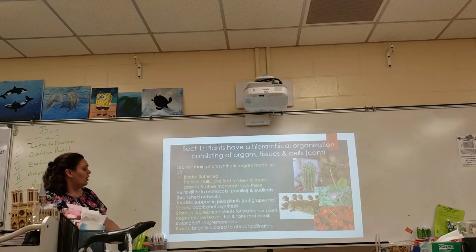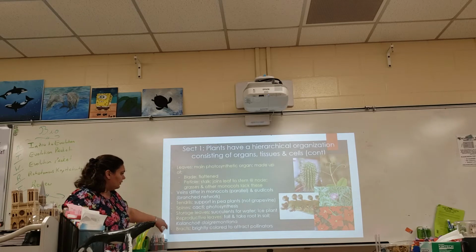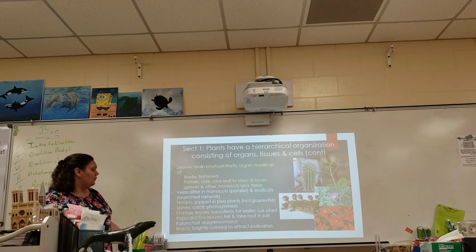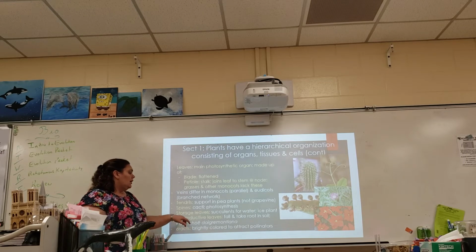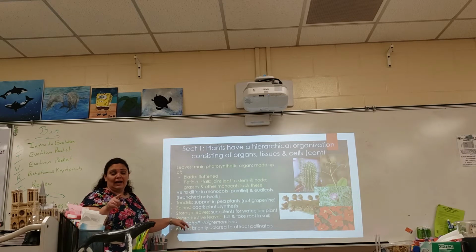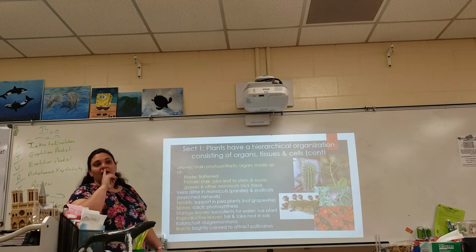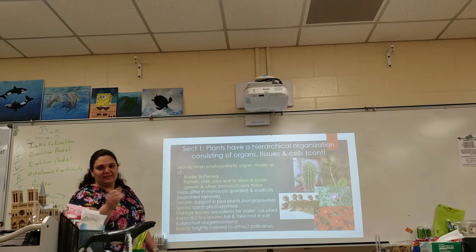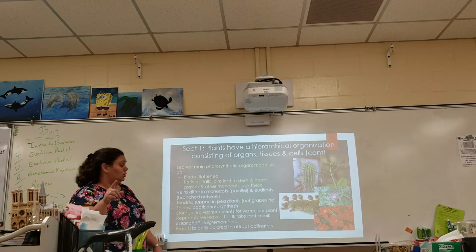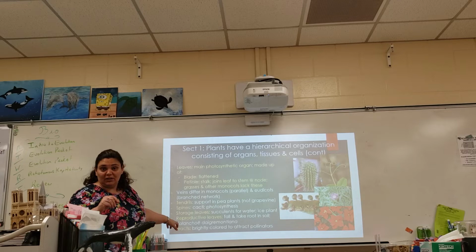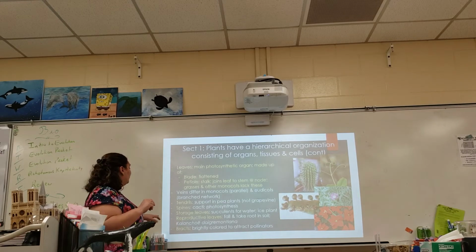And then bracts. These are reproductive leaves, okay? They'll fall, take root in the soil. There's a video in the lab that's talking about a type of tree that releases its seeds into the water and it gets carried far away. Really cool. That's a really good example of reproductive leaves.